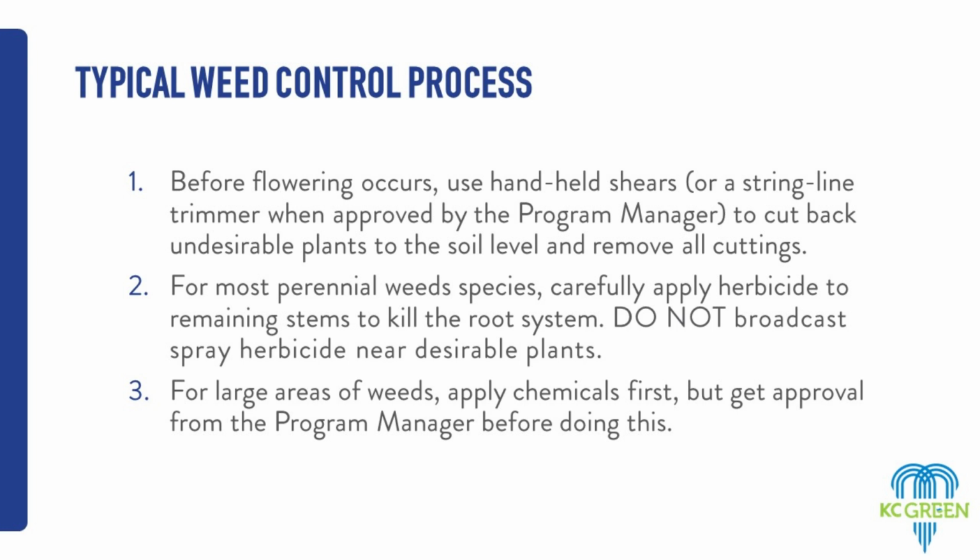For the perennial weed species, they're number two. Whether it's a single clump or a large massing will depend on how we want to handle that. A single clump can be just cut to the ground and then herbicide applied directly to the remaining stems. If it's a larger area where broadcast spraying may be the most efficient, that can be the best option. Of course, we would make sure we're talking to the product manager and getting approval before proceeding. Number three mentions that. And if you cut anything back, make sure you remove all cuttings off-site. Don't leave anything behind.